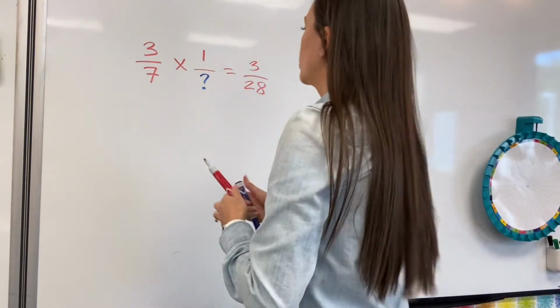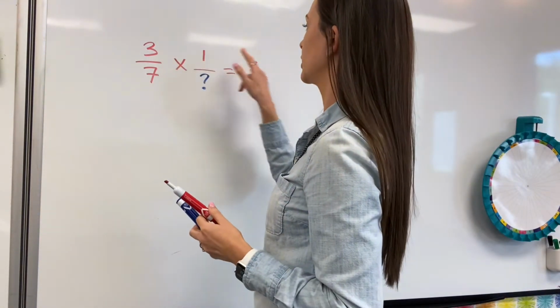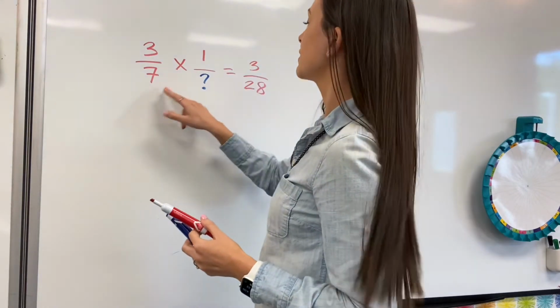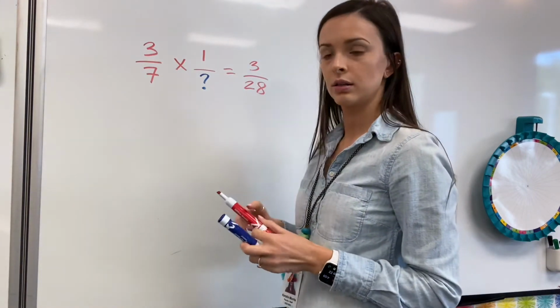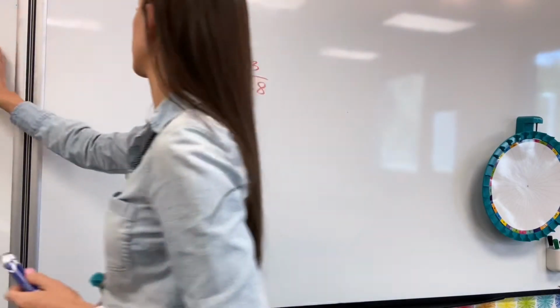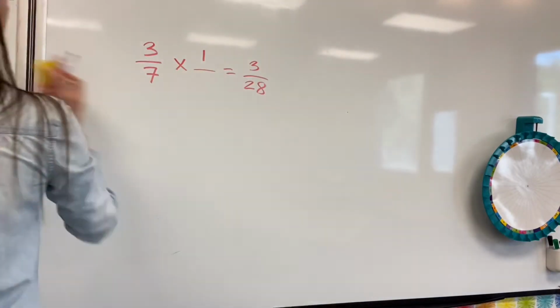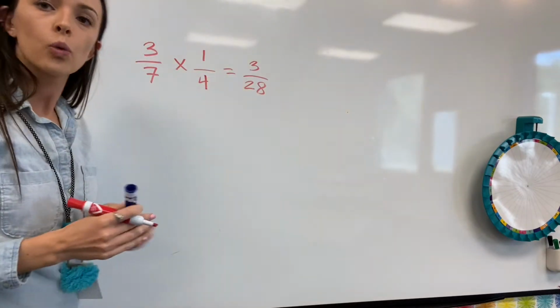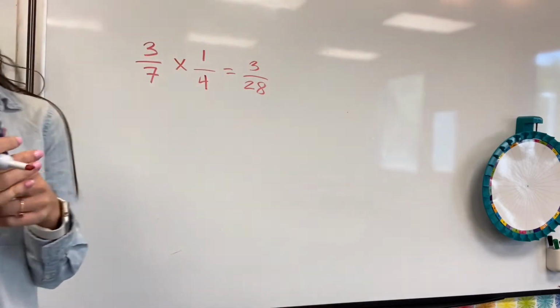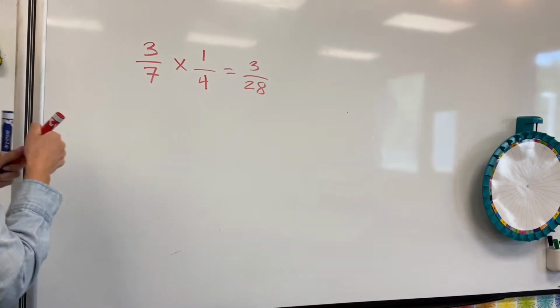So we know that 3 times 1 equals 3, and 7 times what equals 28? Good job. So you should have gotten 4. 7 times 4 gets us to 28. So the missing digit would be 4. Woohoo, if you got that right. Awesome.